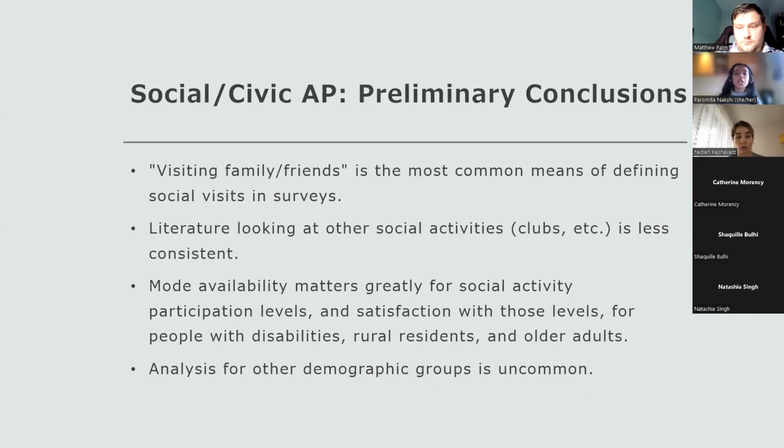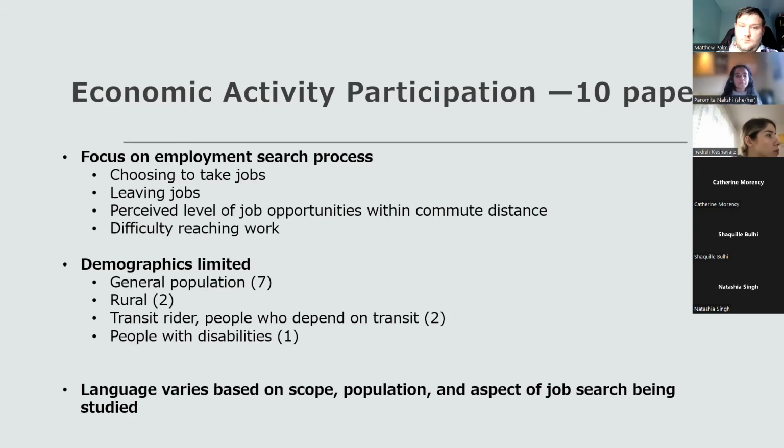So our preliminary conclusions in this case are that visiting family and friends is the most common means of defining social visits in service. Literature that looked at other social activities like clubs and hobbies is less consistent. Mode availability matters greatly for social activity participation levels and satisfaction with those levels, particularly for people with disabilities, rural populations, and older adults. And analysis for other demographic groups is relatively uncommon.